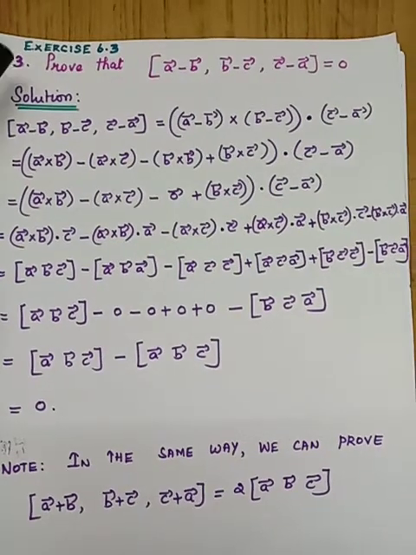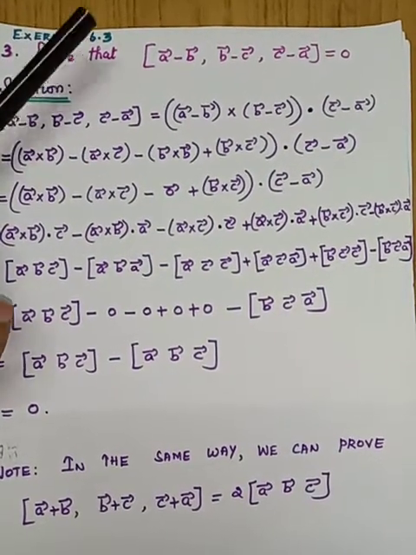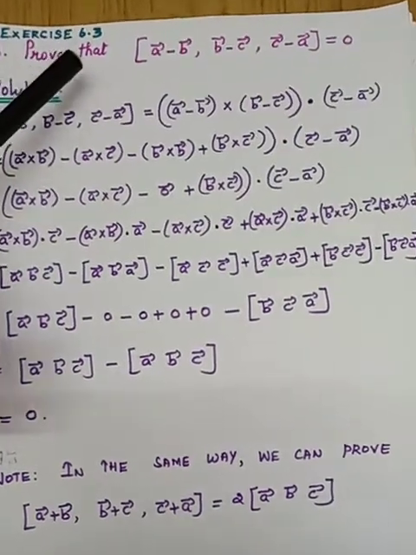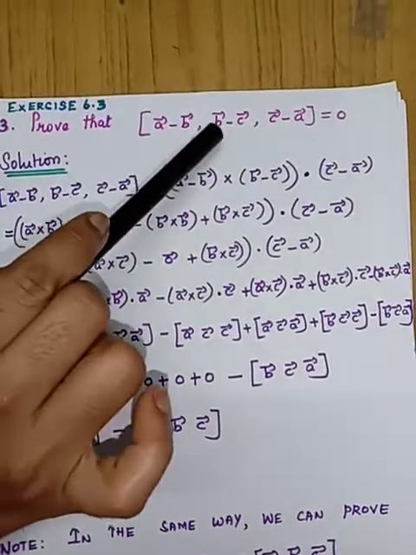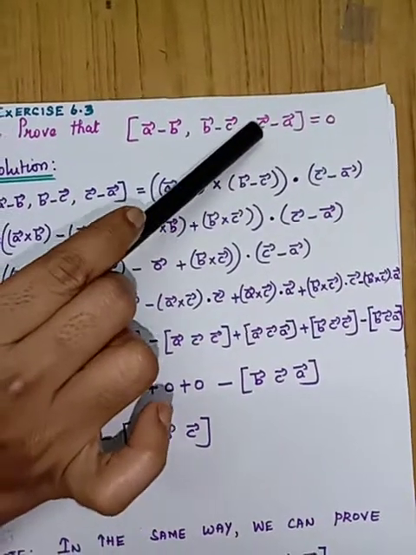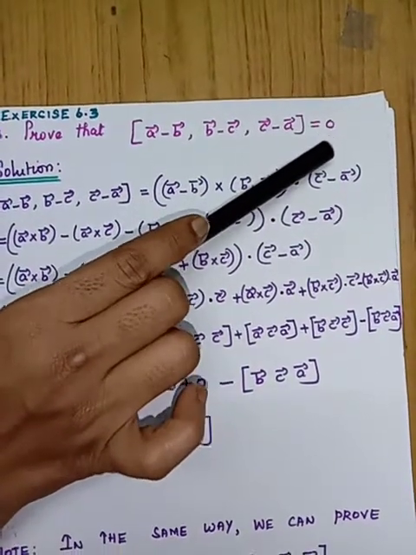Good morning, students. Exercise 6.3, third problem. Prove that the box product of A vector minus B vector, B vector minus C vector, C vector minus A vector is equal to 0.